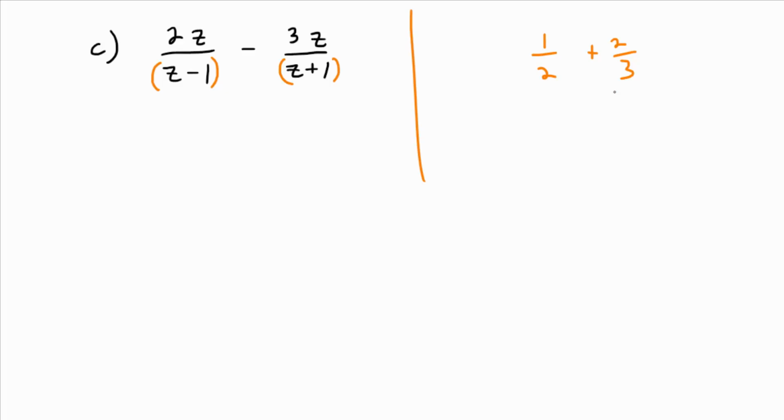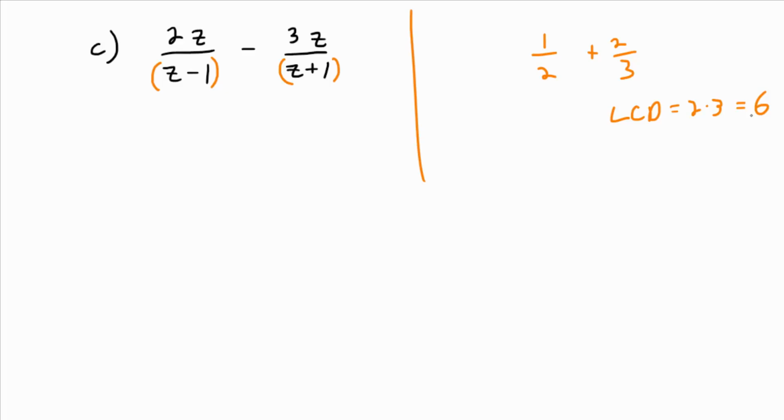So you need a common denominator, right? What's the common denominator of 2 and 3? 6. Since 2 and 3 don't have any common factors, you just multiply them together to get the LCD. So 2 and 3, no common factors, so the LCD is 2 times 3, which equals 6. Okay, now back to part C.